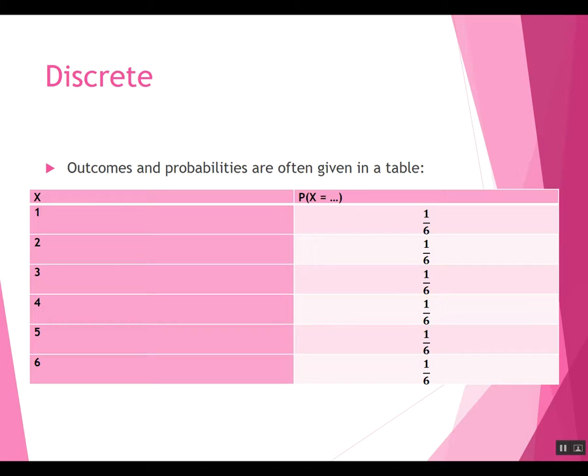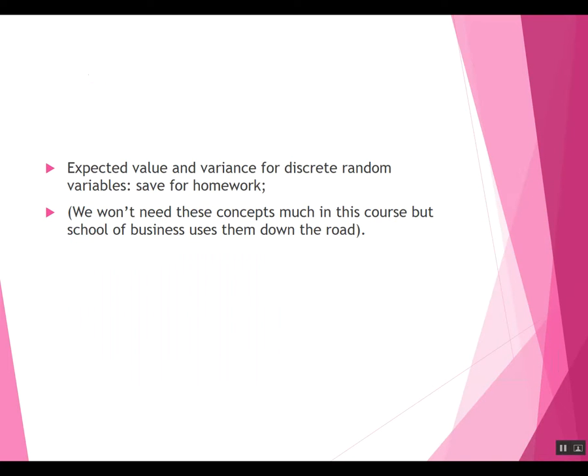With discrete random variables, the outcomes and probabilities are often given in a table. If you roll a die, the things that could happen are 1, 2, 3, 4, 5, or 6, and they all have probability exactly 1/6. We're going to save the expected value and variance for discrete random variables for homework, and we won't use them much in this course, but the School of Business does use them for those of you majoring in business.